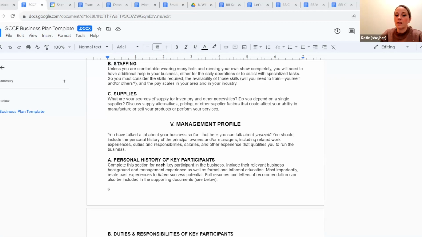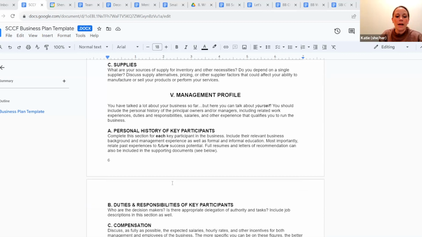The first thing is to think of the personal history of key participants. If that's just you, then you just have to cover yourself. If you have co-founders, give everybody a profile to talk about what unique skills they're bringing, what unique things they have in their background that's going to make them a fantastic business owner.